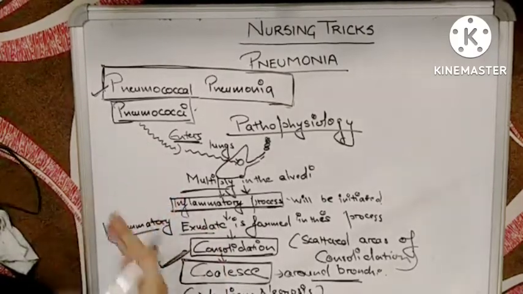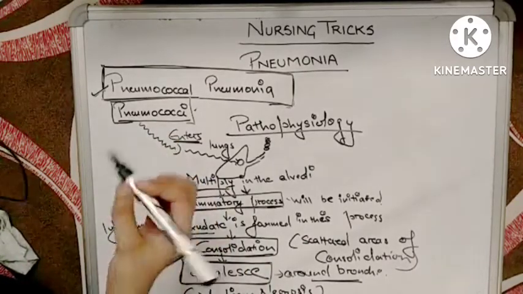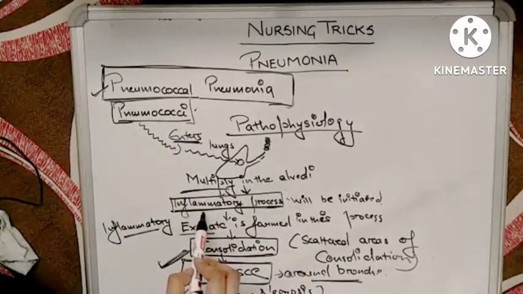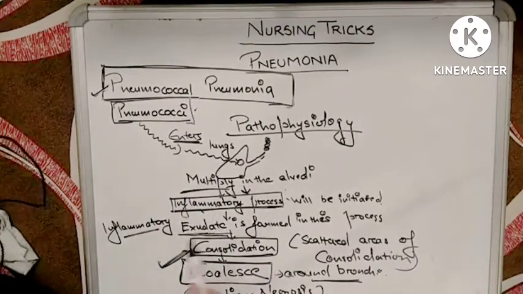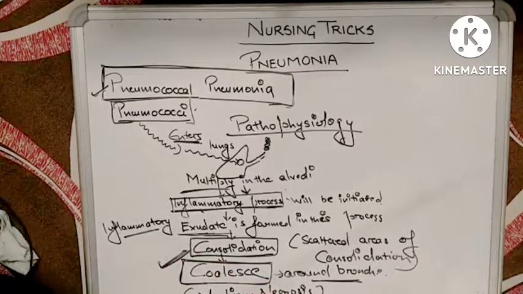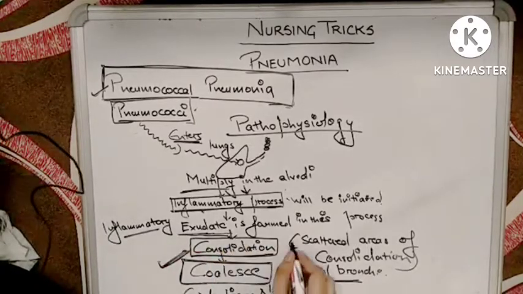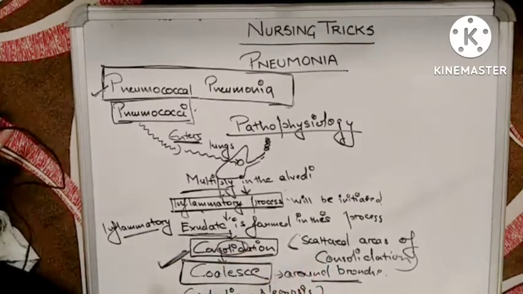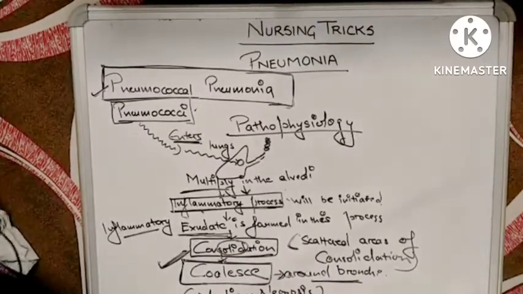Just for the revision, let us see what happens once the pneumococci or streptococci enter the lungs. It attacks the alveoli, they multiply in the alveoli, the inflammatory process takes place, and then the exudate is formed. This is known as the inflammatory exudate, which is formed in the process of the fight between your immunity and the bacteria, and then the consolidation takes place. Consolidation is when things come together to form something solid, and then the coalesce is formed around the bronchi, but there is no tissue necrosis in the cells.